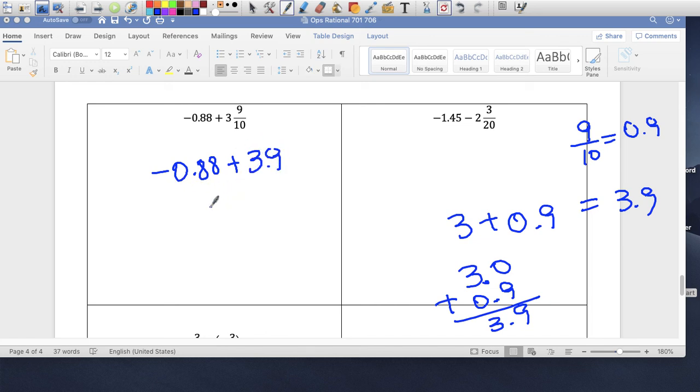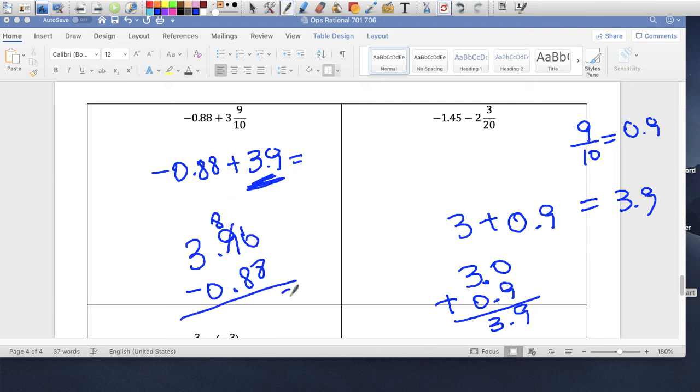It's a negative plus a positive. The answer is going to be what? There's more of these guys, right? So it's going to be a positive answer. And how many more? Well, let's subtract. 3.9 minus 0.88. Add a 0 here. Let's borrow. 10 minus 8 is 2. 8 minus 8 is 0. And 3 minus 0 is 3. So 3.02.